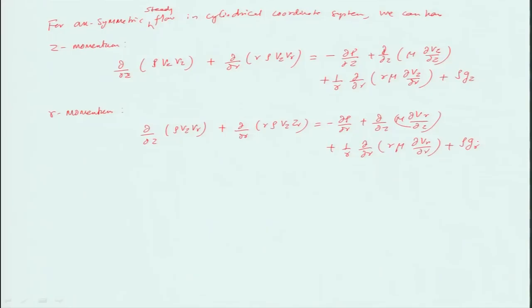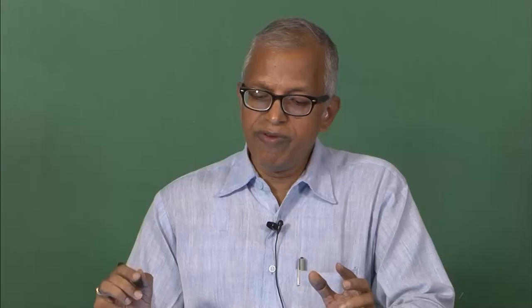Gravitational force is just a direction-specific case, but rather I would like to write it down here as rho f z and rho f r; these are the general body forces we are considering, and if it is gravitational, it will be g, okay. So with this we will stop. Keep in mind that we will be revisiting these things later on whenever we are looking at flame analysis. Thank you very much.